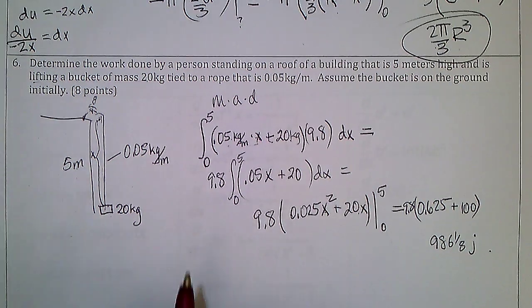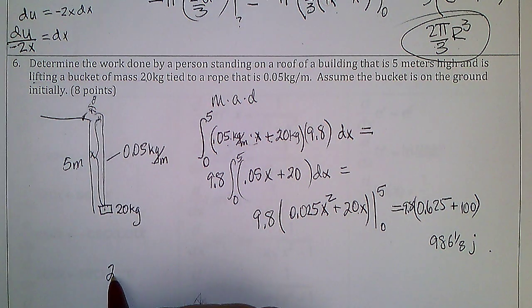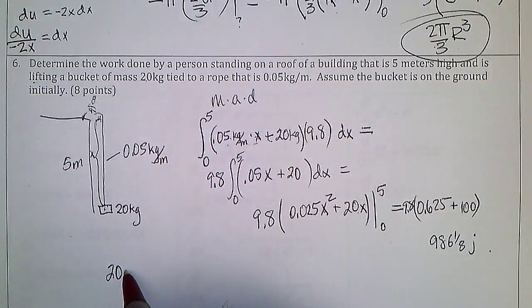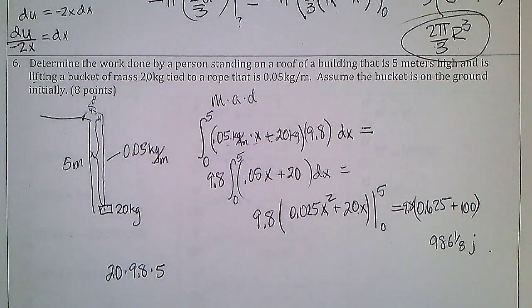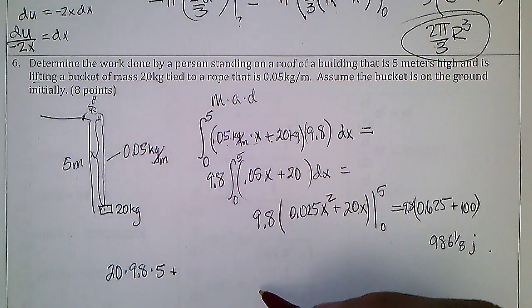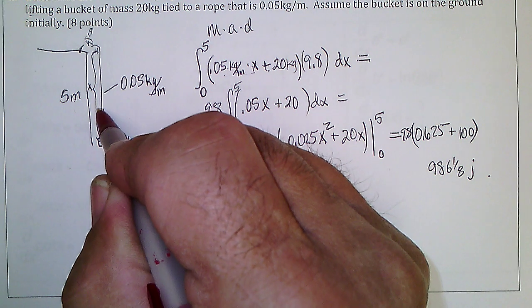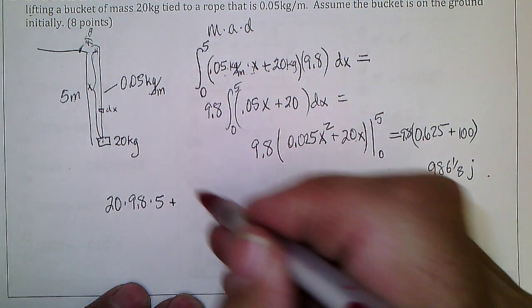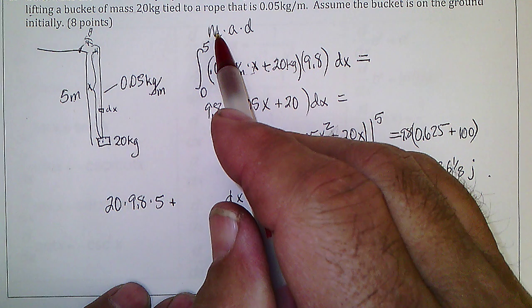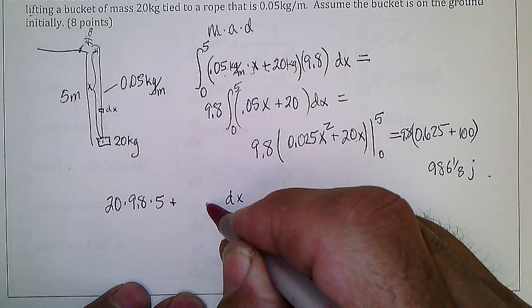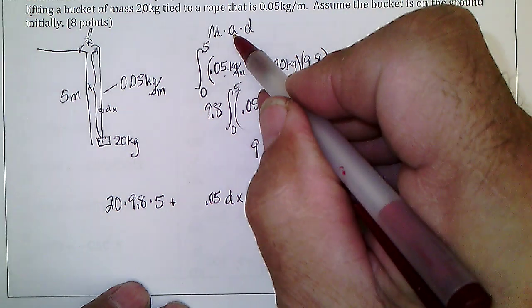Okay, now the other way to think about this is lifting the 20 kilograms, which should be mass times acceleration times the distance, and that will go the full 5. So that's lifting the bucket, plus, and we don't have to do that in pieces, then we have to lift the chain. So we'll take a small chunk of the chain, which will be dx length, times its linear density, which is 0.05, times acceleration due to gravity.